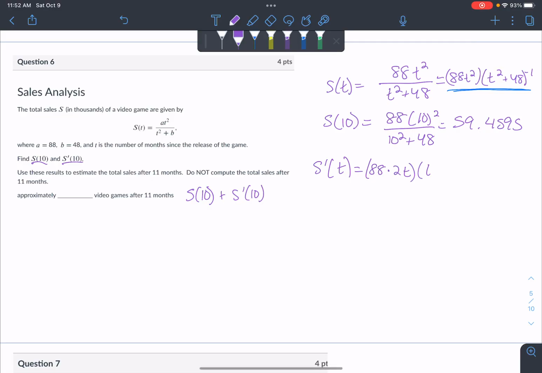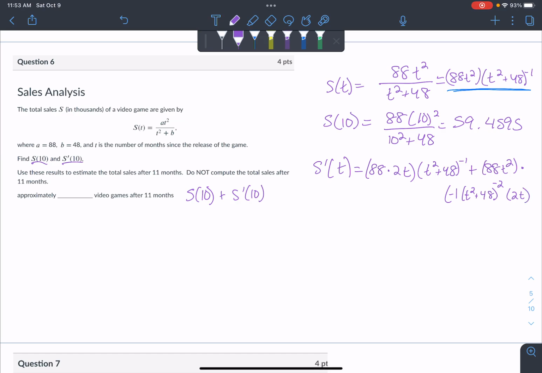And then you rewrite the t squared plus 48 to the negative 1 power. And then you add the 88t squared times, and I'm going to put it right here, the derivative of the t squared plus 48 to the negative 1 power. So this will involve a chain rule. Let's bring that power down first because that's my outer function. Rewrite my inner function of t squared plus 48, and then finish off the power rule, minus 2 because we're going to subtract 1 from the power. All right, and then chain rule it. I need to take the derivative of t squared plus 48, which is just 2t.